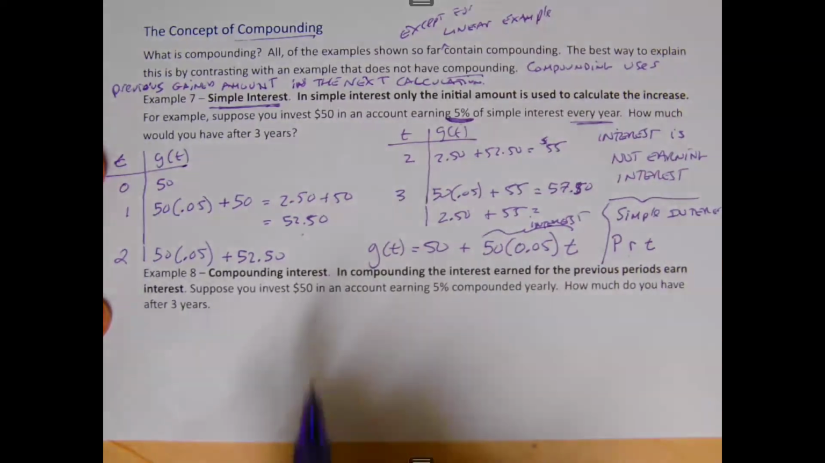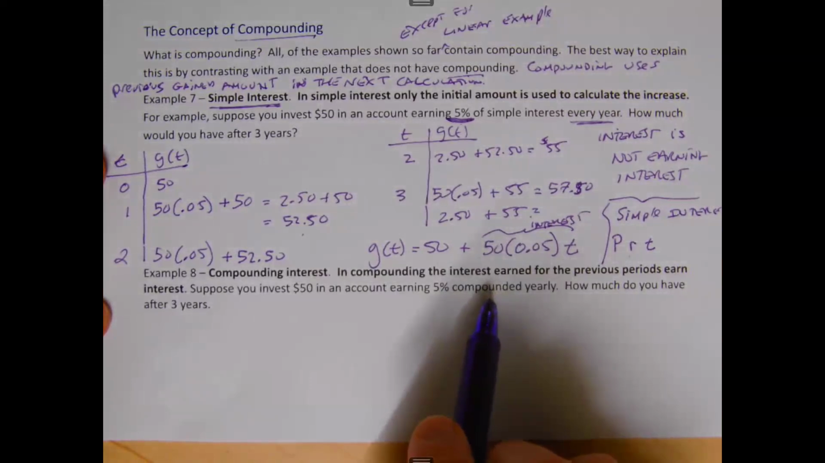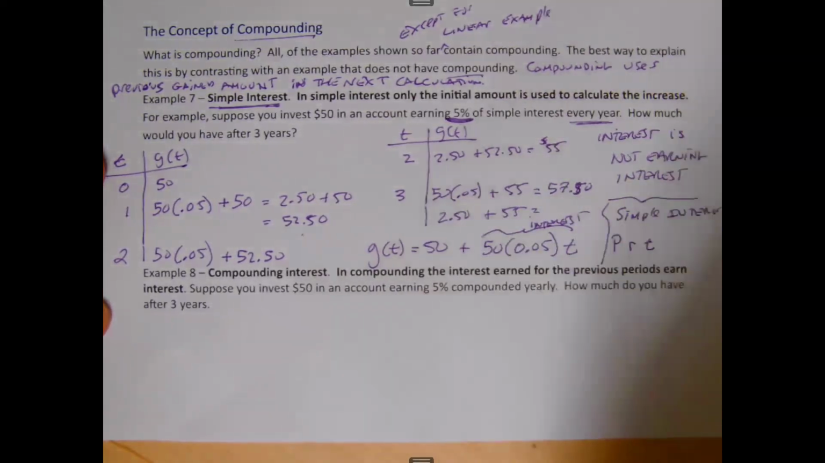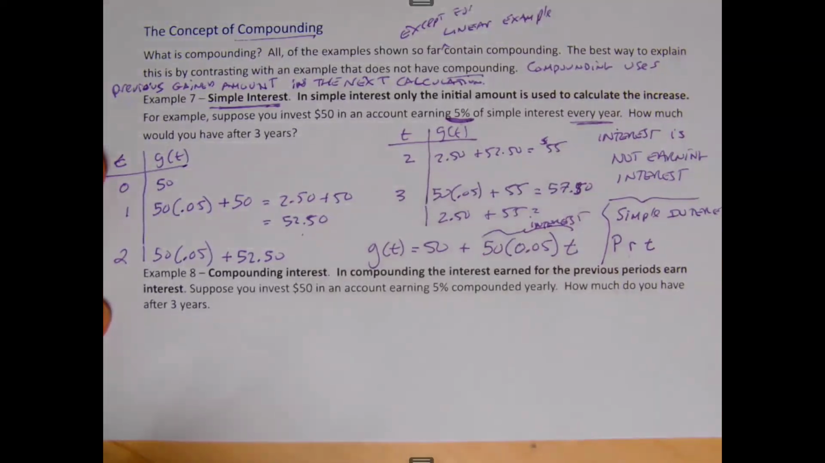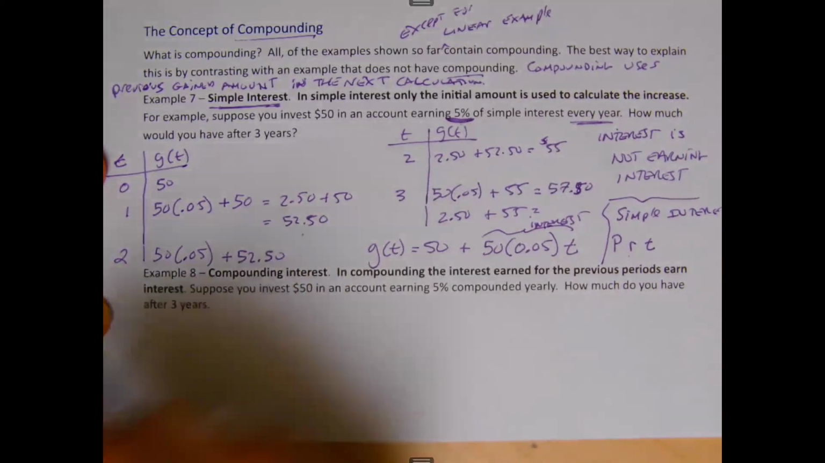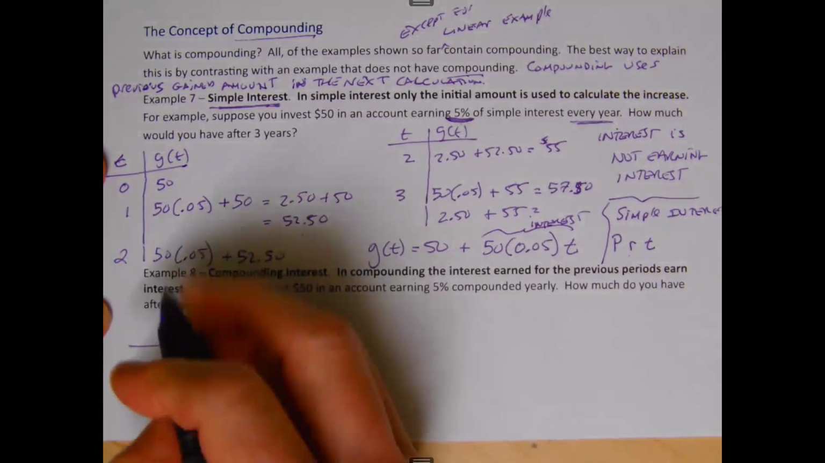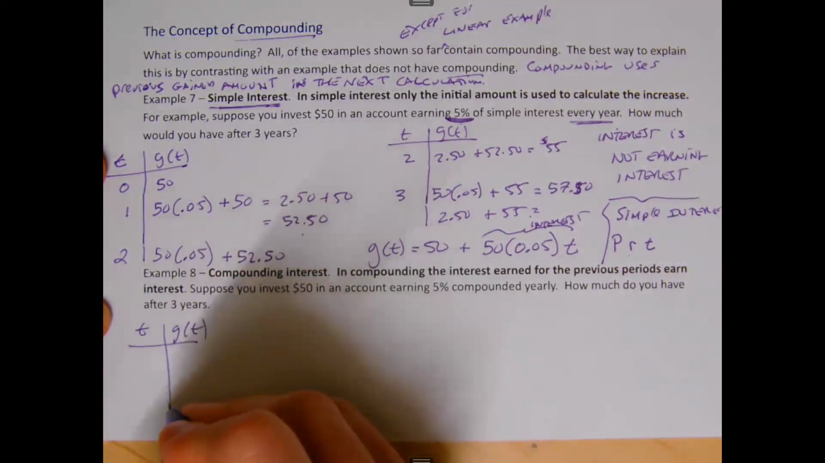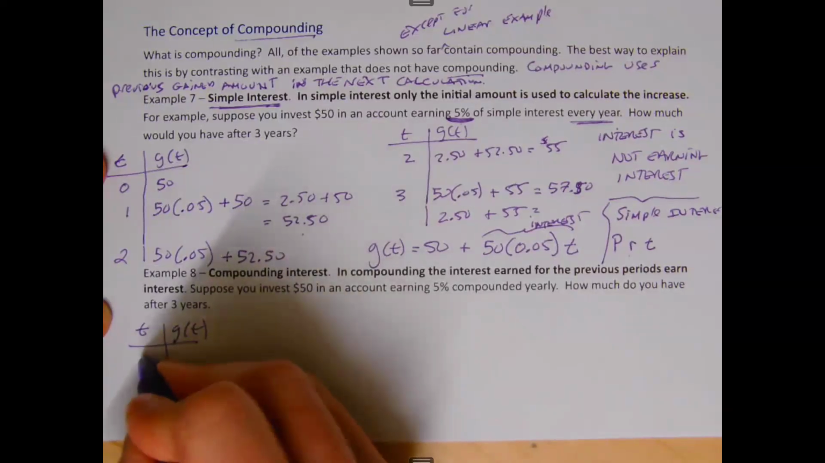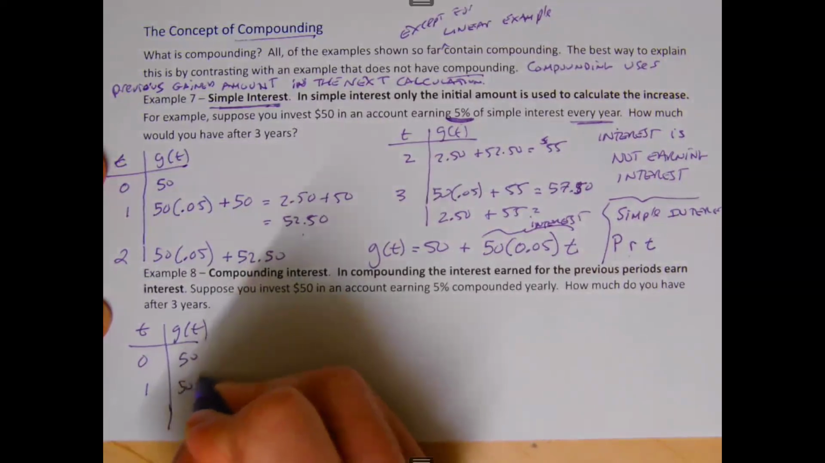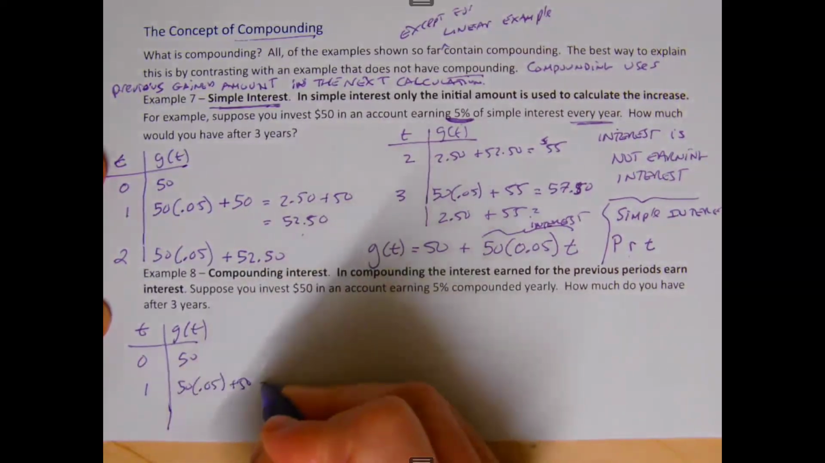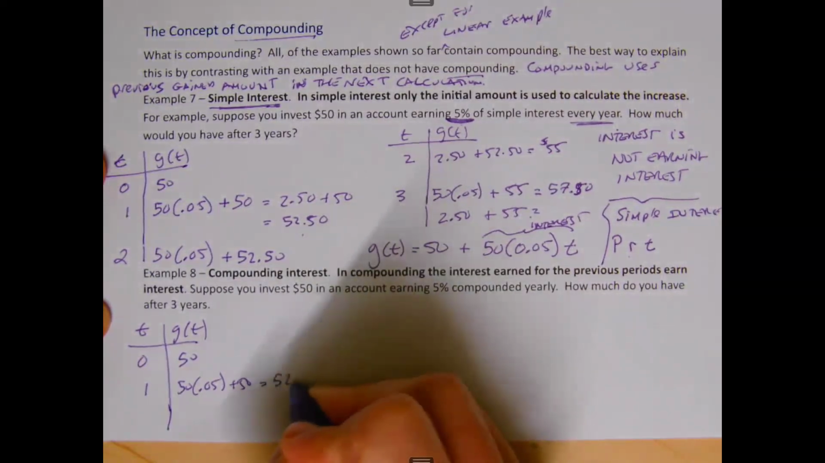Compare this to compound interest, and in compound interest the interest earned for the previous periods earns interest itself. So suppose you invest $50 in an account at 5%. How much do you have after 3 years? Again, we've done this several times now, but let's do it one more time. Initially it's $50. In year one, you gain 0.05 times the 50. So you see where this is going, where you have the amount from above, 52.50.